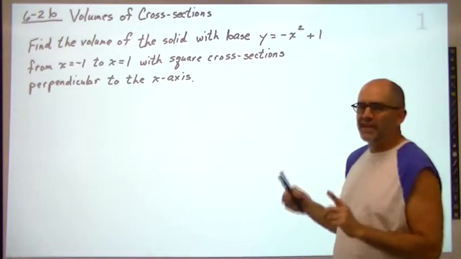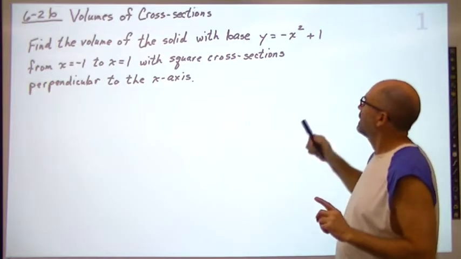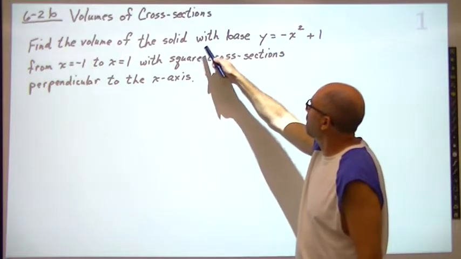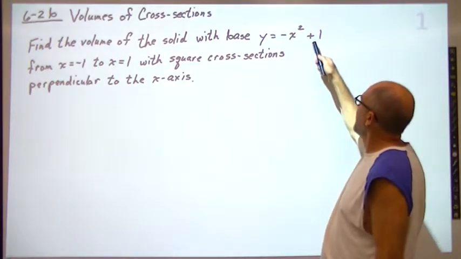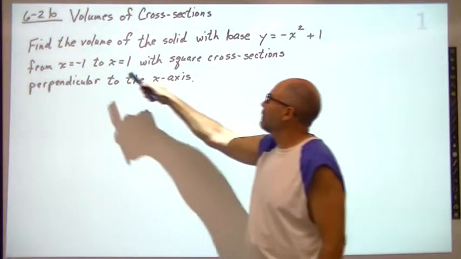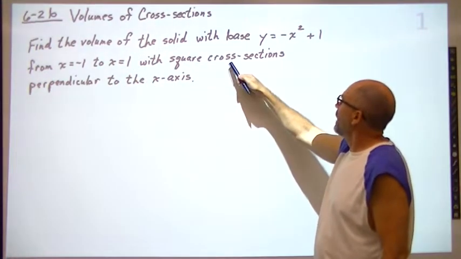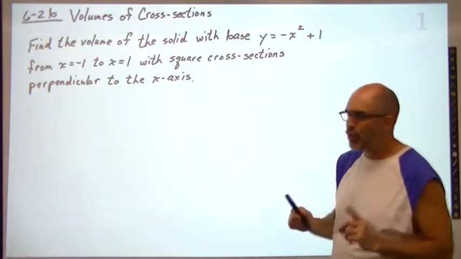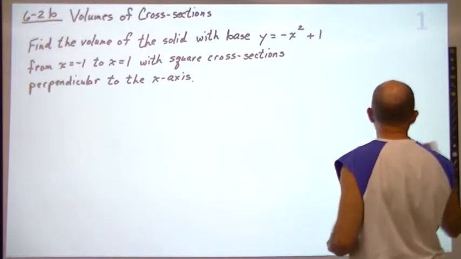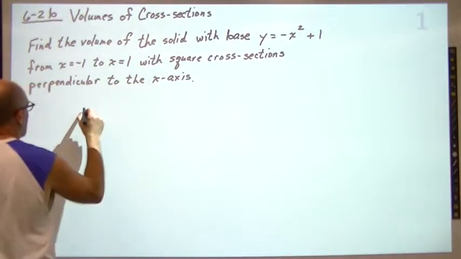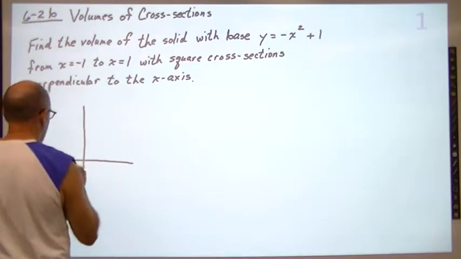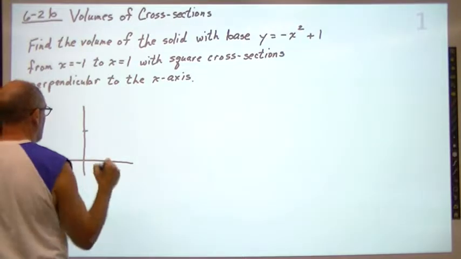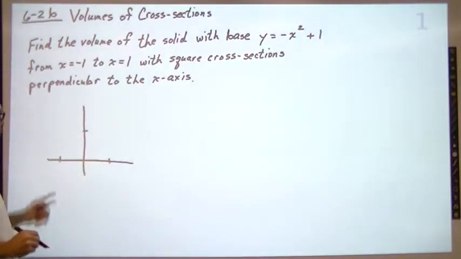So I'm going to start with a simpler base. See, we had the base of a circle. Here's this base. What we want is the volume of the solid with base y equals negative x squared plus 1 from negative 1 to 1 with square cross sections perpendicular to the x-axis. Now, once again, I want you to draw this. So this is going to look like, okay, here's 1, 1, negative 1, 1.